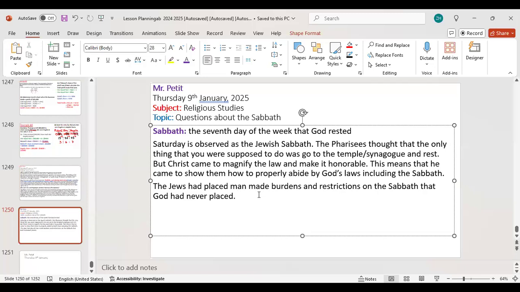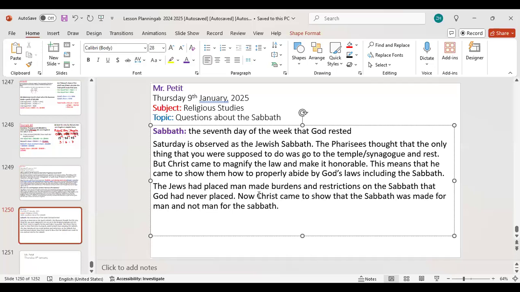The Sabbath was made for man, not man for the Sabbath, which means I made this day for you to rest in me, and not for you to be worried about how many steps you take, right? So the Jews thought that the Sabbath was very burdensome. Now Christ came to show that the Sabbath was made for man and not man for the Sabbath.